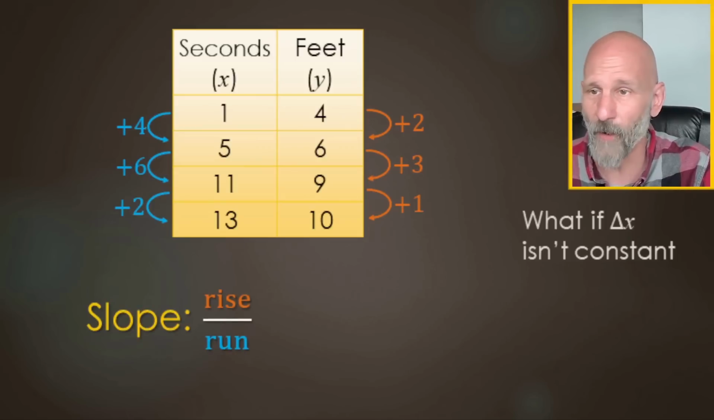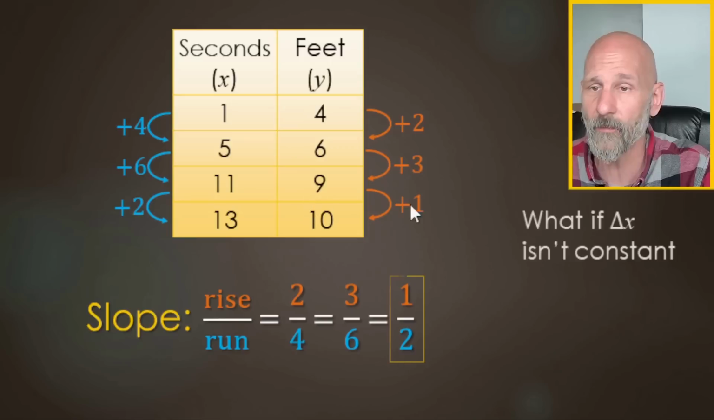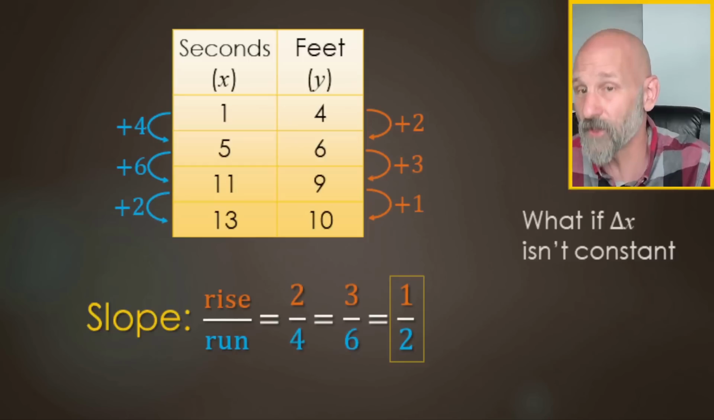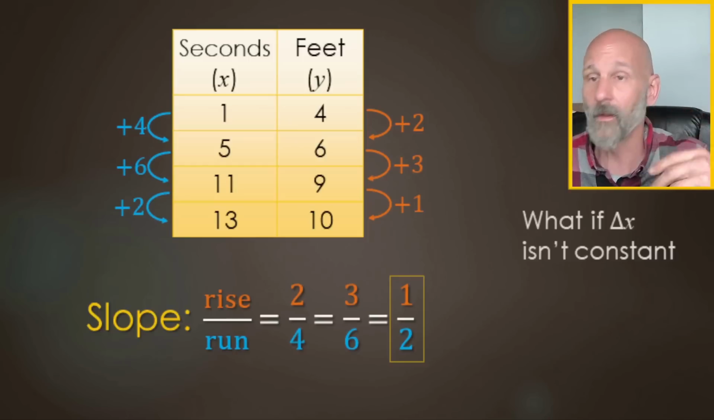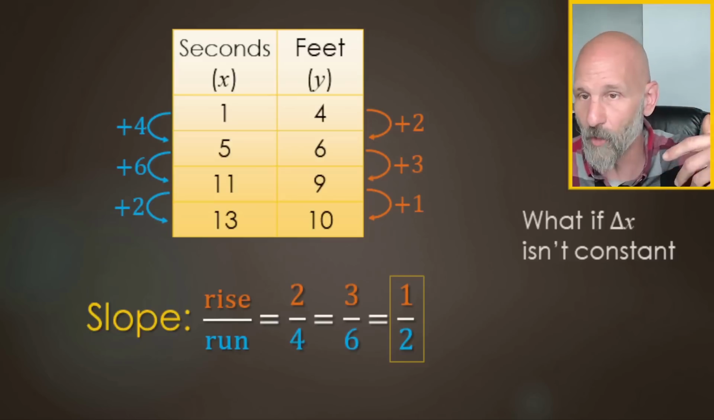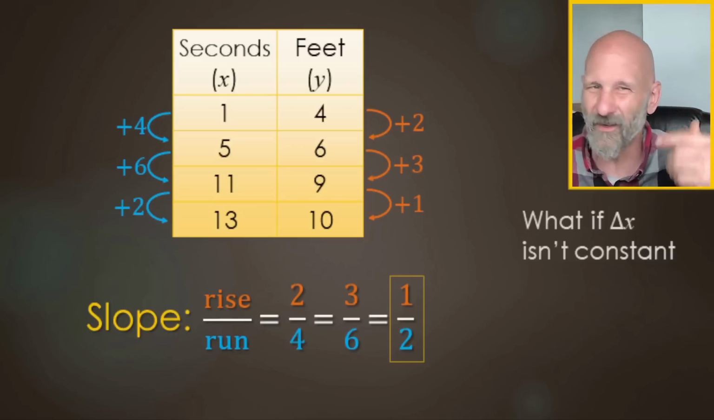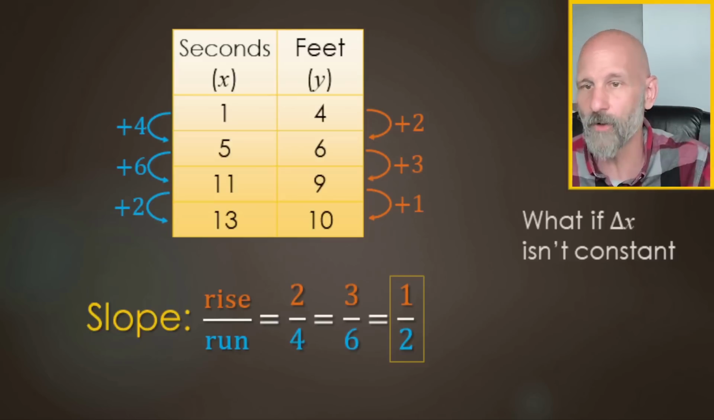Okay, so slope, rise over run. If we're picking the top 2 rows, that's going to be a 2 over 4. If we're picking the middle 2 rows, that's going to be a 3 over 6. And if we're picking the bottom 2 rows, that's going to be a 1/2. 1/2 is the same thing as 2 over 4 or 3 over 6, just reduced. So if the numbers go by the same amount, you just figure out how much they go by. If they go by different amounts, you got to look at each pair of rows separately.